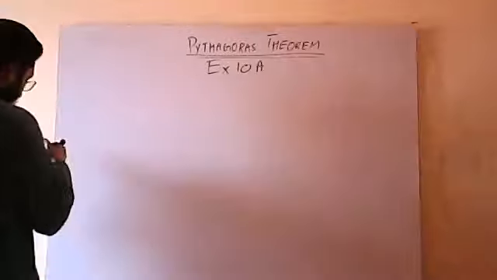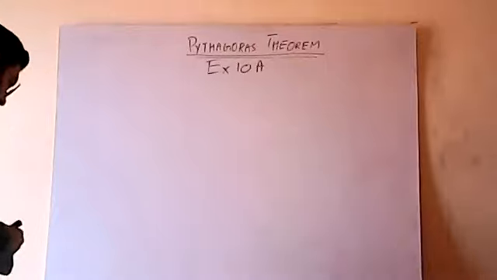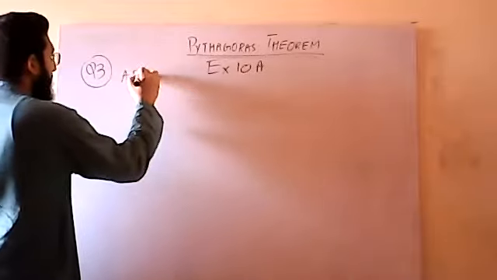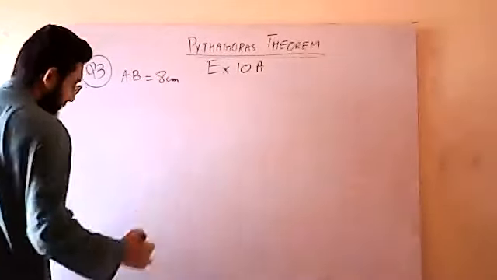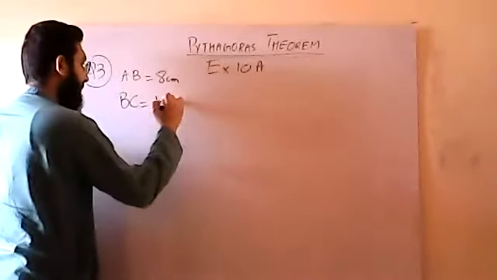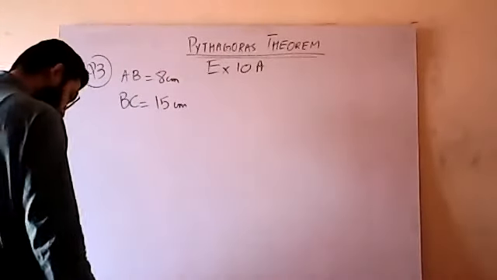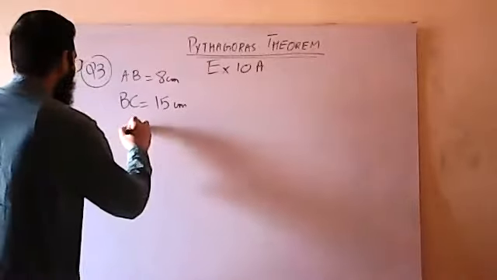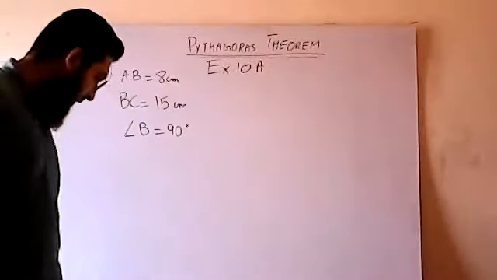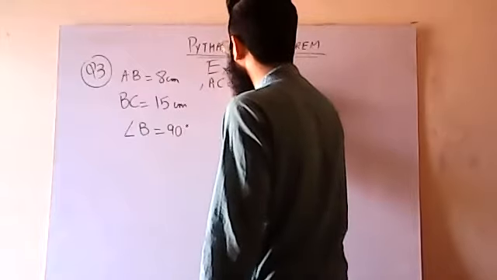Question number 3 states that in a triangle ABC, AB is 8 centimeters, and we know that BC is 15 centimeters, and angle B is 90 degrees. We have to find out the length of AC. What is the question saying?